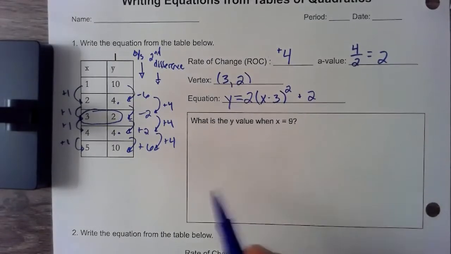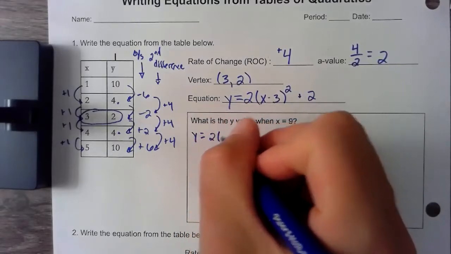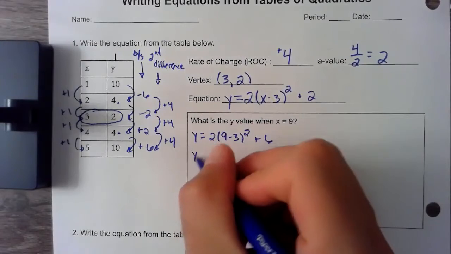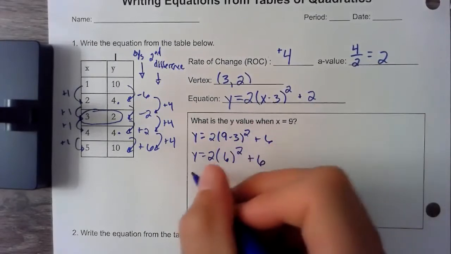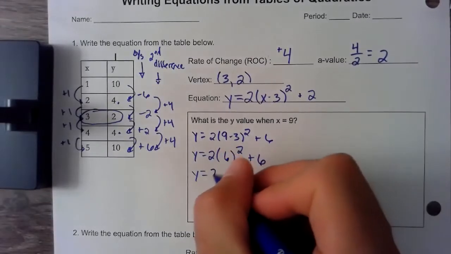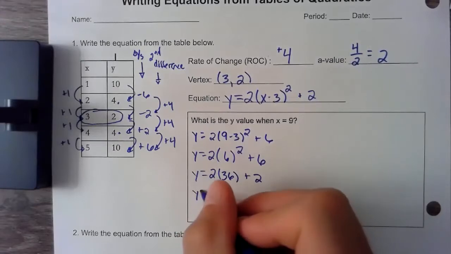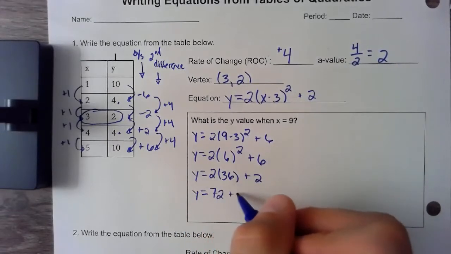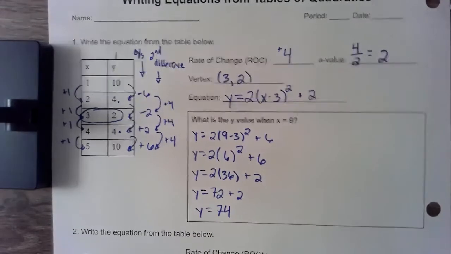All right, so just like all of our other lessons, we're going to go ahead and plug in an x value and see what we get for y. So 2 times (9 minus 3) squared plus 2. So thinking about order of operations, doing 9 minus 3 first. I think it's 6. Next, PEMDAS. The E is for exponents, so 6 squared is 36. We have PEM for multiplication, so 2 times 36, 72. And then plus 2 is 74.